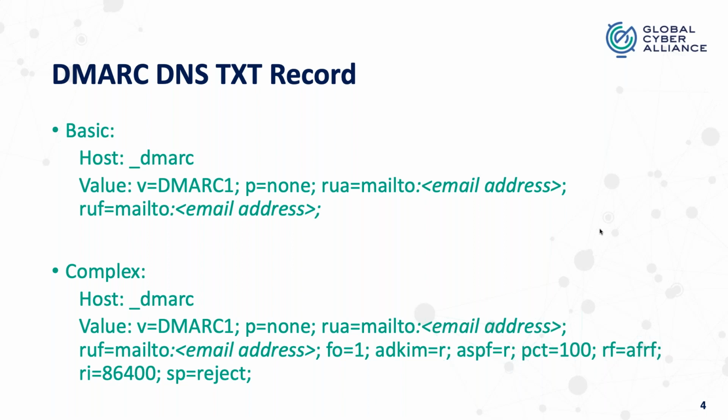The value has multiple tags. As you can see here, there's a basic one, which is what you need at minimum in order to get through this. And then the complex one just shows you some additional tags, which are optional and not necessarily required in order for DMARC to work. What we're going to do is go through each one of these tags individually so that we have a better understanding of what they are, what they mean, and how you're actually going to use them.